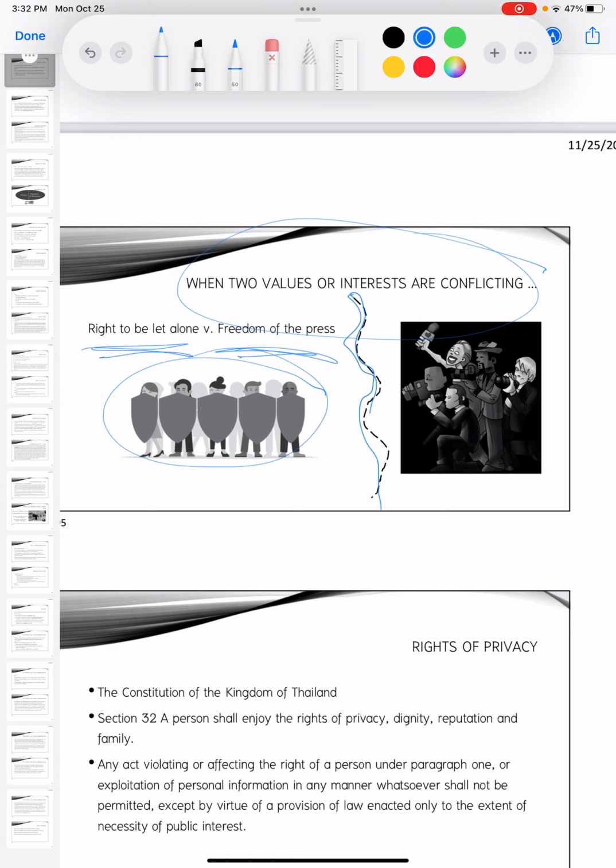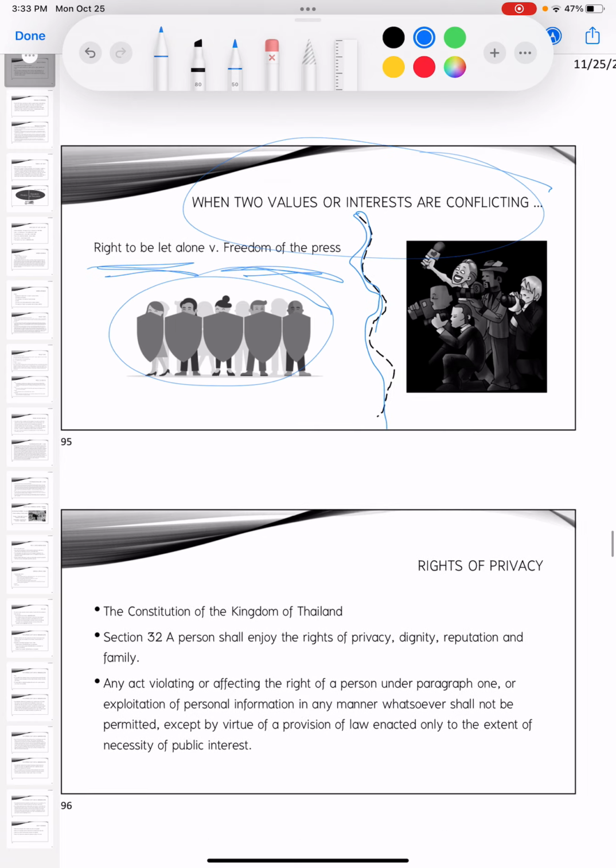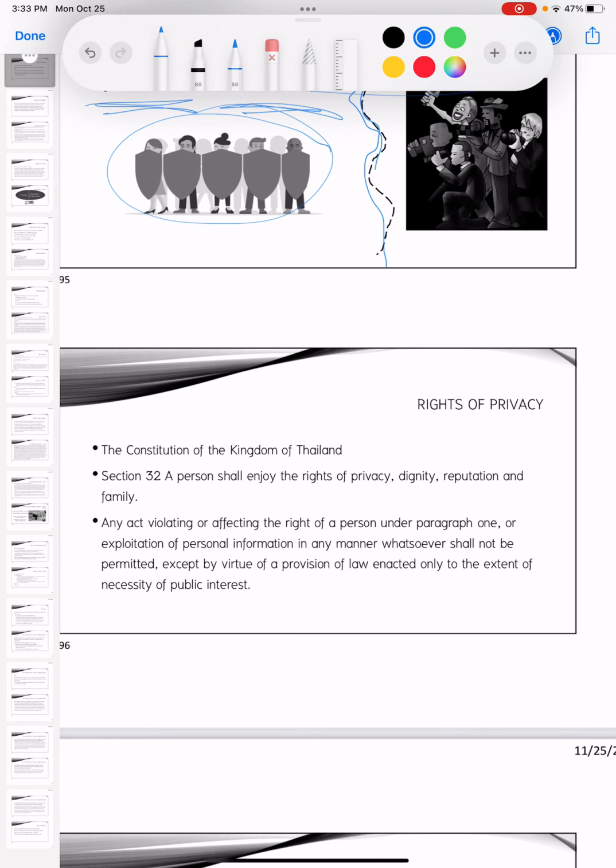Might be the activities of the media might violate the private lives, like the privacy of that person, possibly. So the right to privacy is protected under Thai law in Section 32 of the current constitution. You know, like how many constitutions we have, right? So many versions. But for the current version, the Constitution of the Kingdom of Thailand, Section 32 says a person shall enjoy the right to privacy, dignity, reputation, and family.